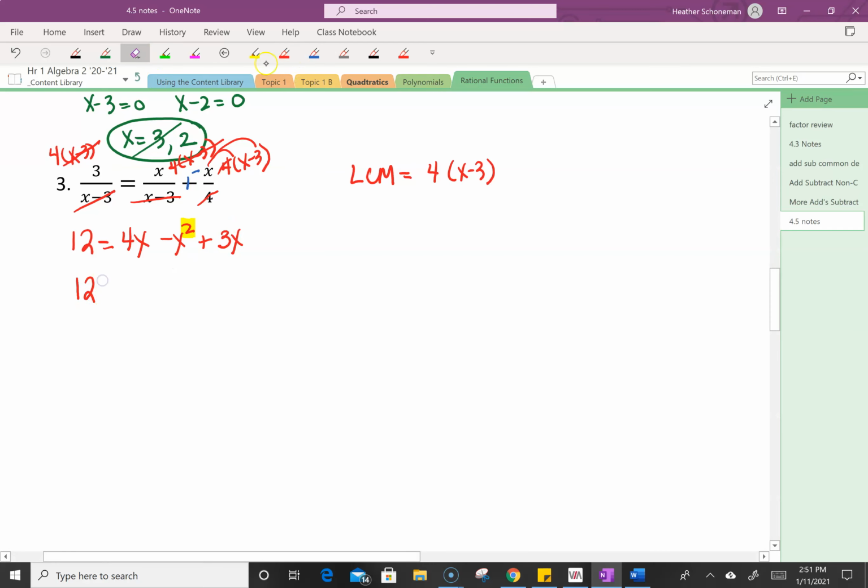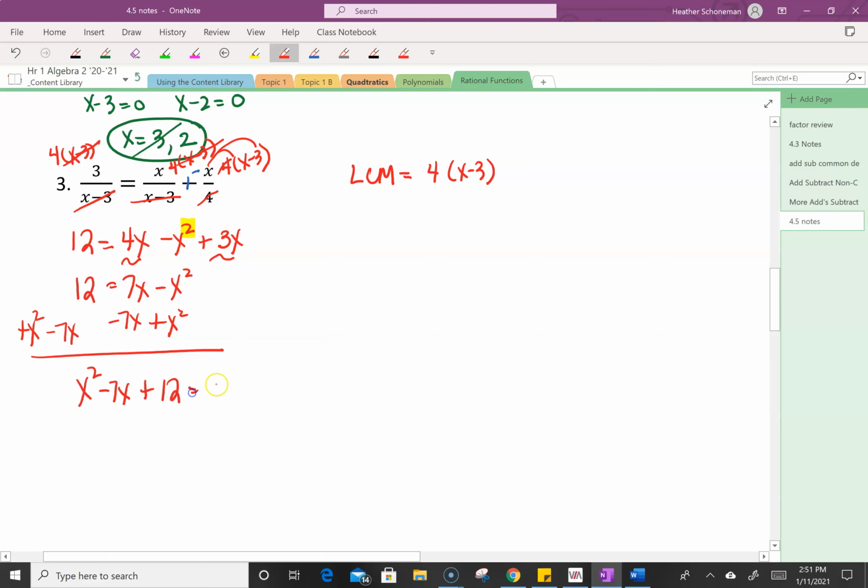So I get 12 equals 4x and 3x is 7x minus x squared. Okay, now I'm going to move x squared to both sides, and I'm going to subtract 7x. And that's going to leave me with x squared minus 7x plus 12 equals 0. Okay, now I'm going to factor.